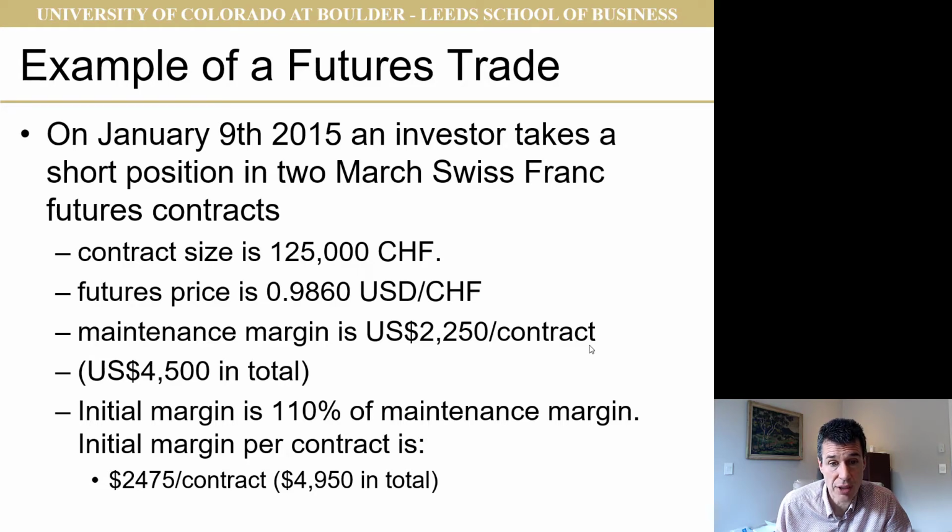Now, notice this is a fairly leveraged position. For each contract, one has to post $2,475 in initial margin. And the contract size is 125,000 Swiss francs, so one is controlling 125,000 Swiss francs with $2,475. The exchange rate's pretty close to 1, so basically one's controlling something on the order of $125,000 with something on the order of $2,500.